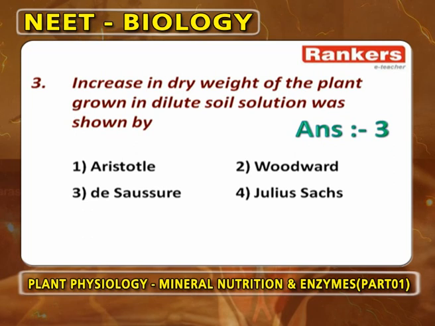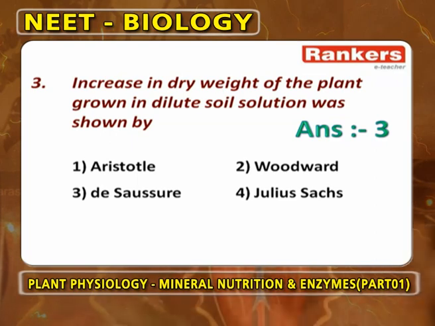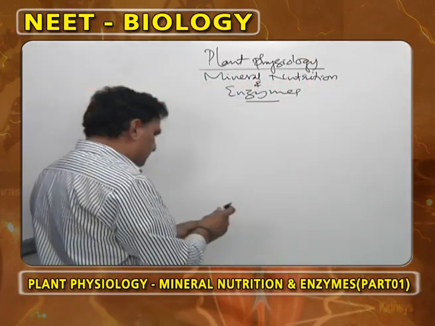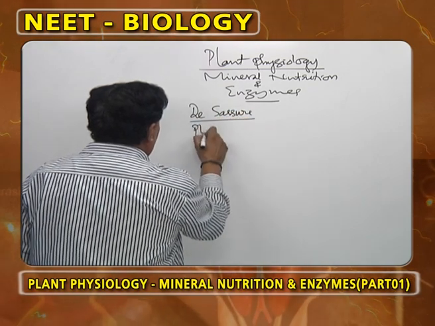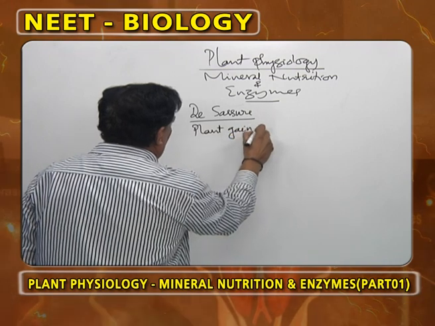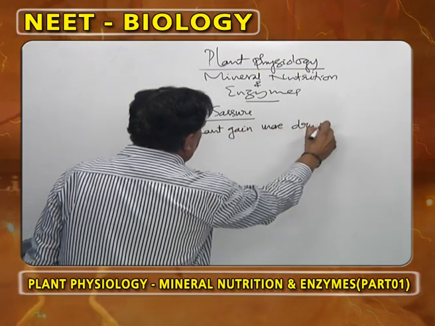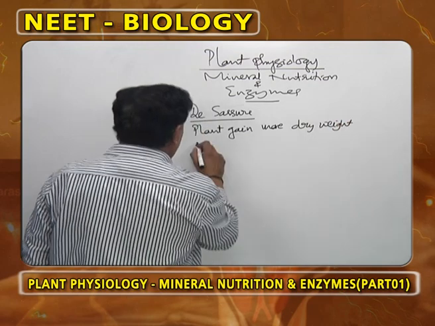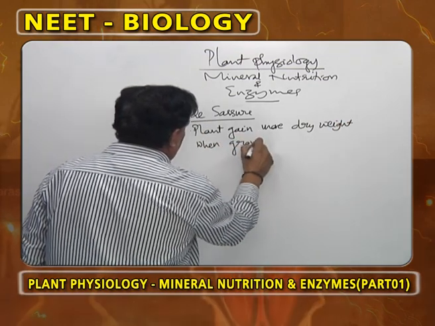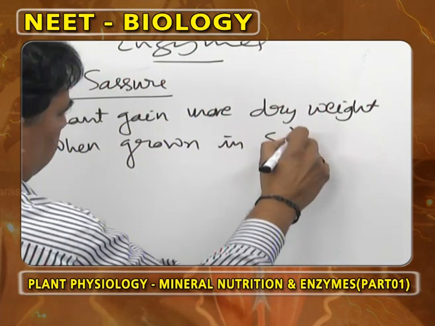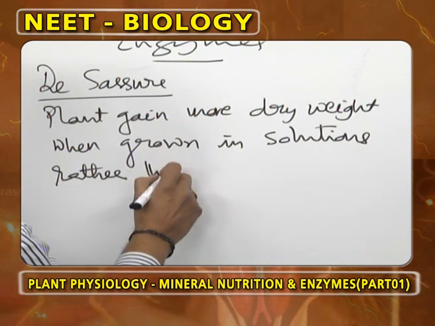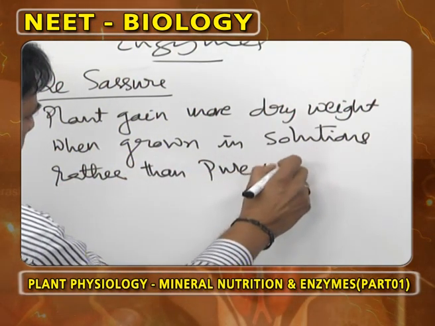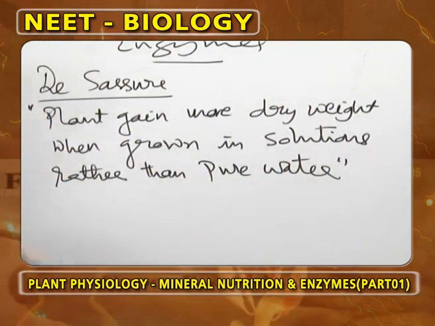Increase in the dry weight of a plant grown in dilute soil solution was shown by whom? A scientist by the name of de Saussure proposed that plants gain more dry weight when grown in solutions rather than pure water. This is his analysis.